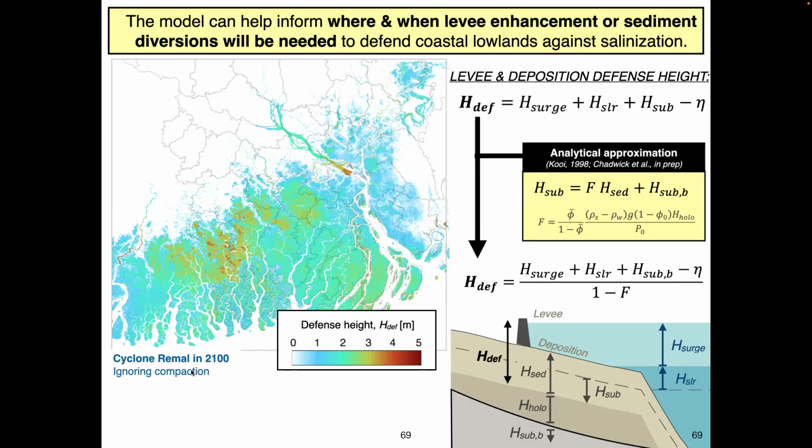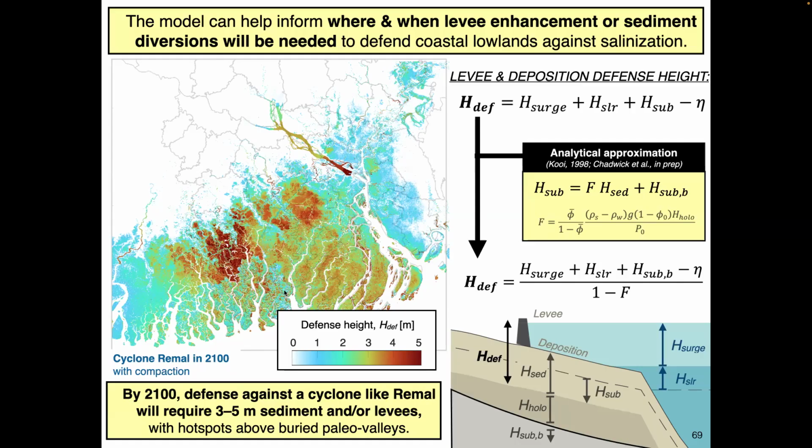So here's our map from earlier for Cyclone Remal in 2100 without compaction, and here's when we add this compaction model. So you can see here the colors got warmer, so it's telling us that basically by 2100, defending against a cyclone like Remal might require 3 to 5 meters of height gained by sediment and or levees. But importantly, there are some new hotspots too. So there are these red zones here and here. And these are actually situated above buried paleo valleys.